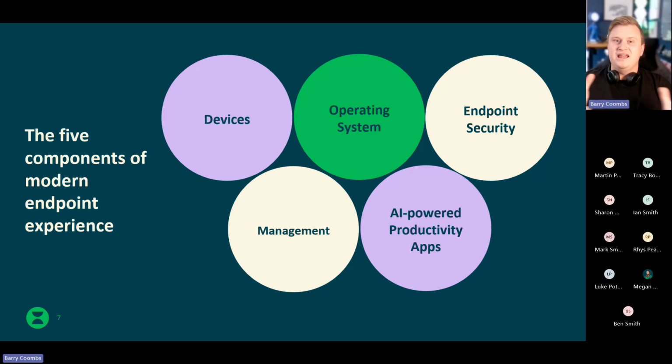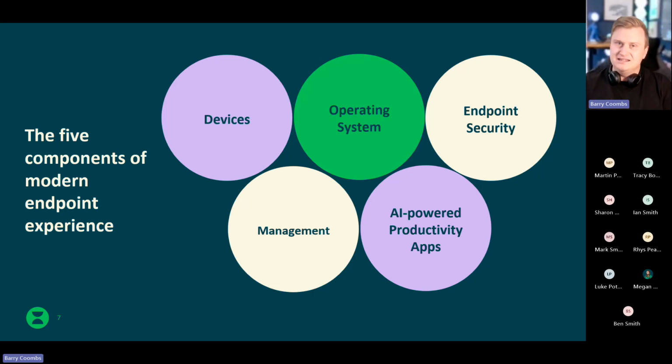We know Microsoft loves AI. Copilot is probably one of the fastest growing use cases that we've seen in recent years. We are looking at all of these components to deliver that modern experience to our users that is secure, but is easy for you to manage. So the real question and the real reason that you're here today is how does Microsoft help with this?